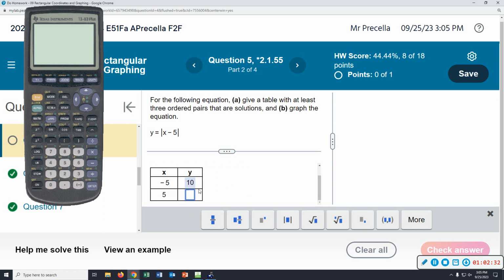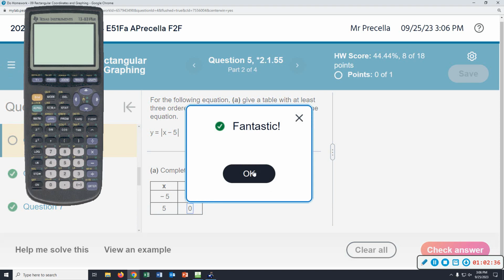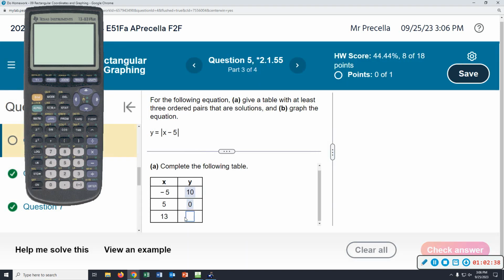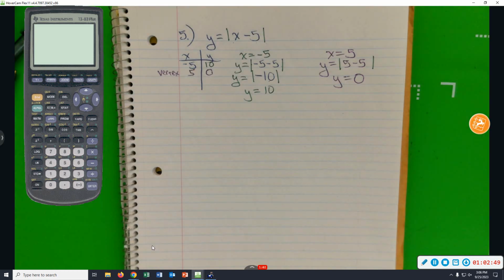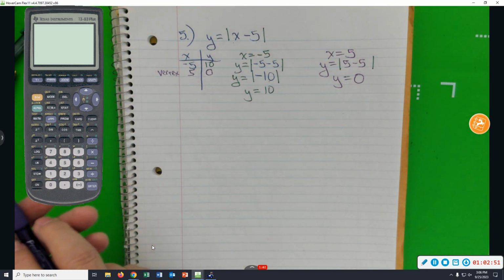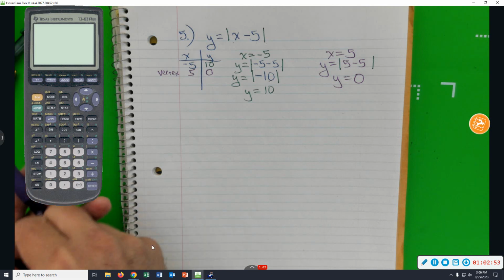Let's see there, plug in my 0. I'm typing my 0. They have another line here. What do they want us to do? 13 for x, so we're plugging in 13 for x.